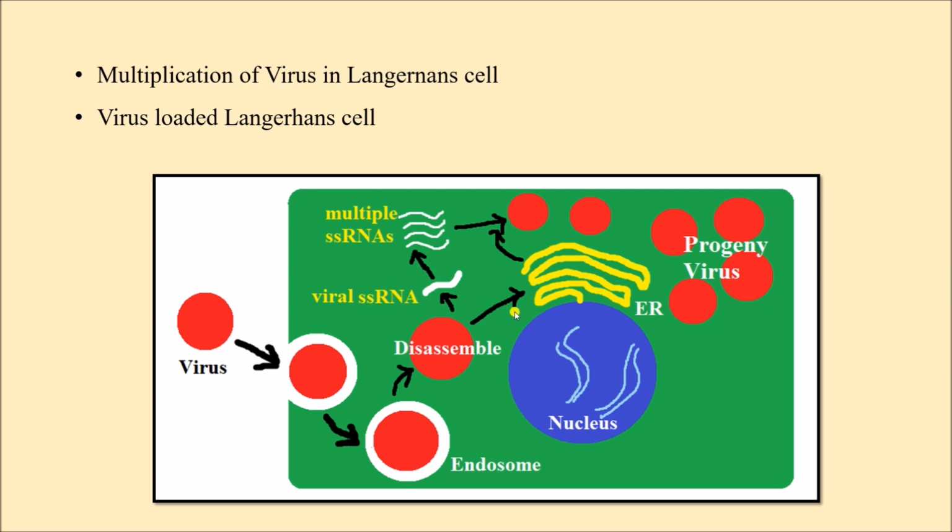On the other hand, the viral particles that are released by the lysis of the virus, with the help of the endoplasmic reticulum and Golgi complex, produce even more viral particles. These newly produced viral particles, along with the newly produced single-stranded RNAs, produce multiple viruses inside the Langerhans cells. So these are the progeny viruses or the daughter viruses. This is how the multiplication of the dengue virus occurs inside the Langerhans cells, and Langerhans cells having so many dengue viruses in them are known as the virus loaded Langerhans cells.